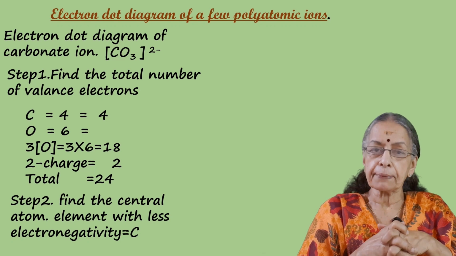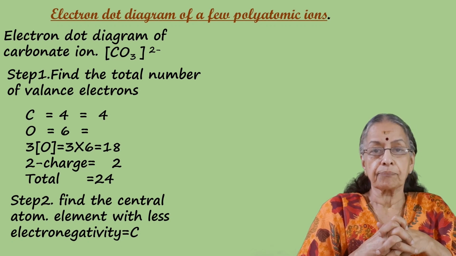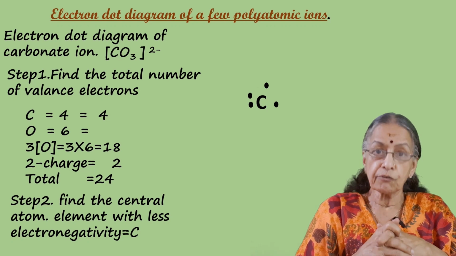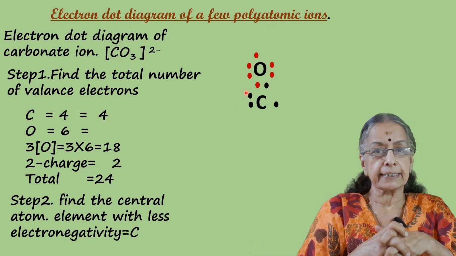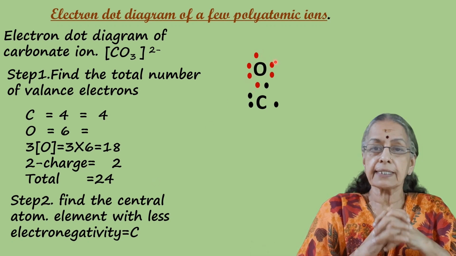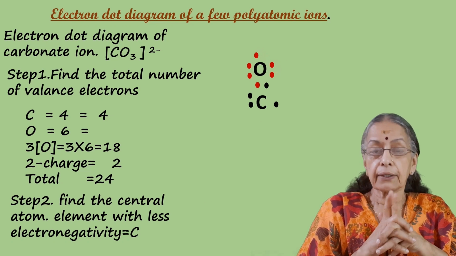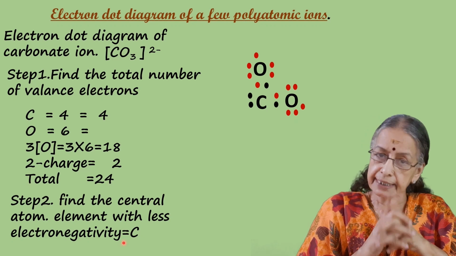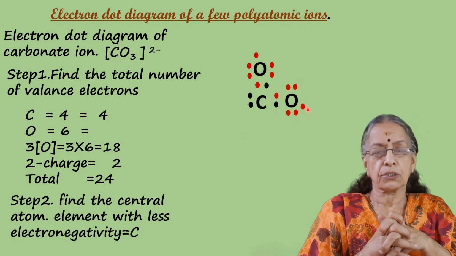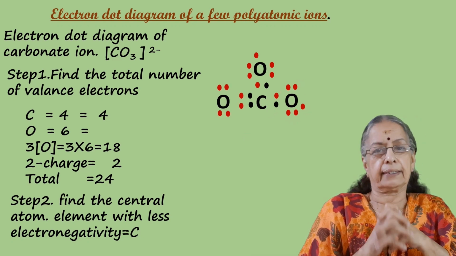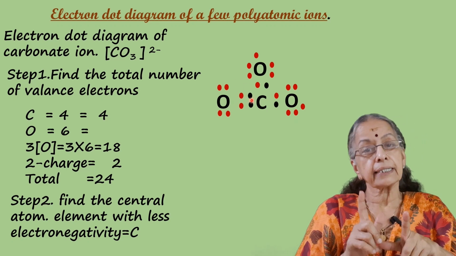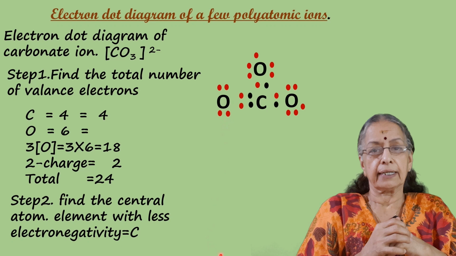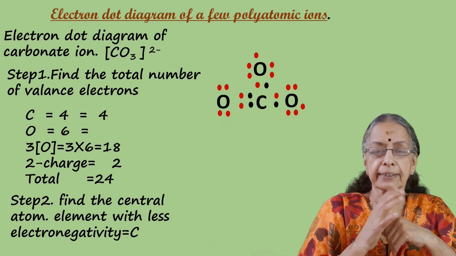So, we will first represent the carbon atom with 4 valence electrons. Then, we will show the first oxygen atom with 6 valence electrons shown in red color. Then the second oxygen atom also with 6 valence electrons shown in red color. Then the last and third oxygen atom also with 6 valence electrons shown in red color.